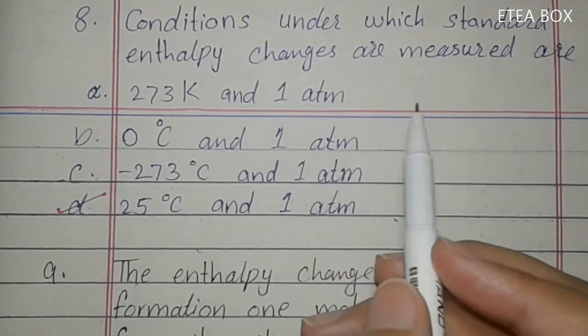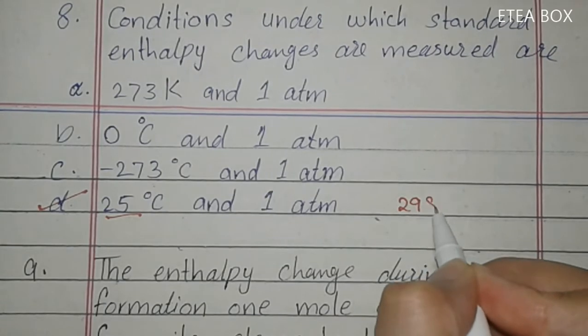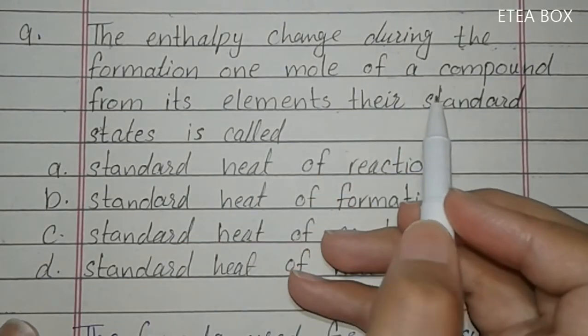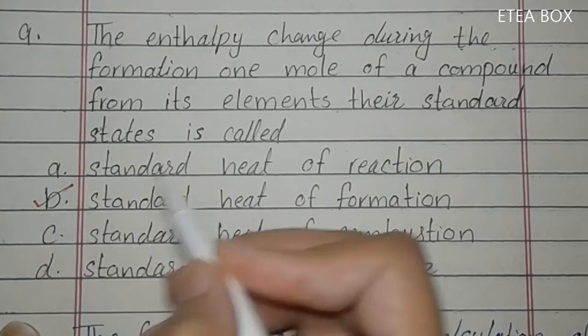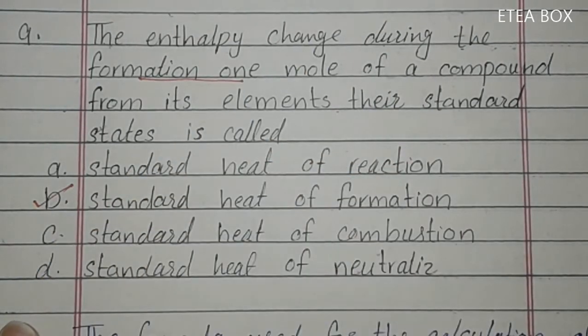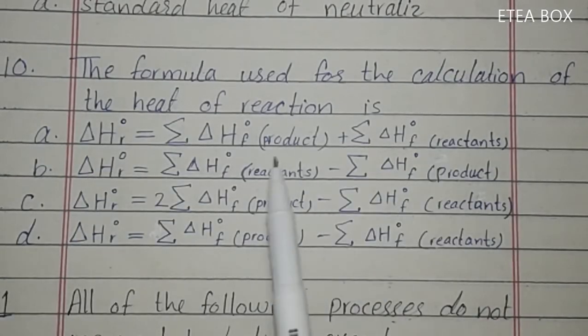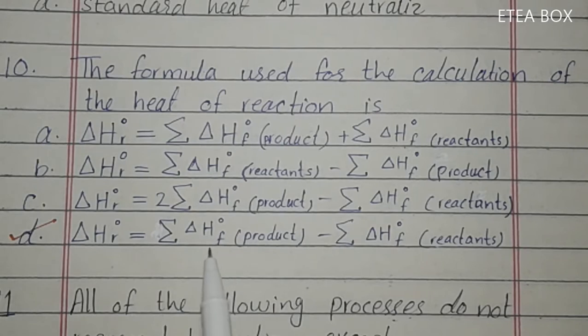The standard enthalpy is measured at room temperature and 1 atm pressure, or you can write it as 298 Kelvin. The enthalpy change during the formation of 1 mole of a compound from its elements in their standard state is called the standard heat of formation. The formula used for the calculation of the heat of the reaction: here option D is correct. Summation of enthalpy of formation of products minus enthalpy of formation of the reactants. This is the formula for calculation of the heat of the reaction.